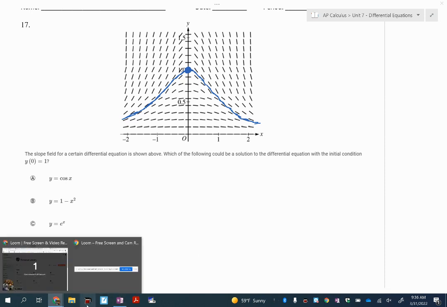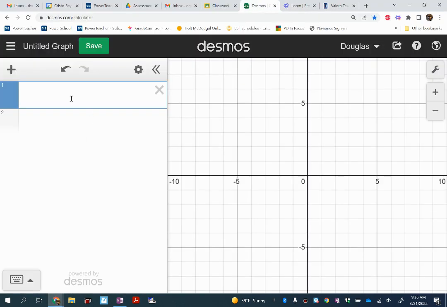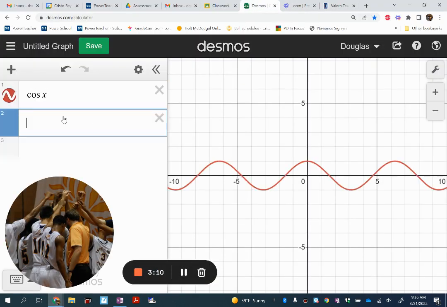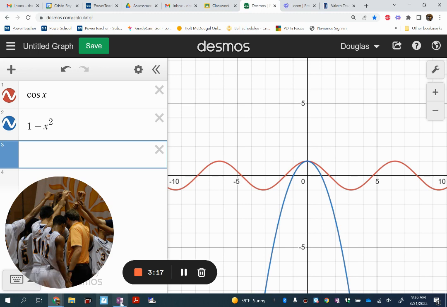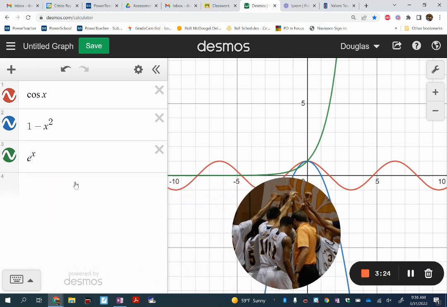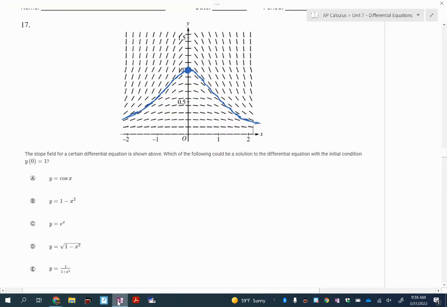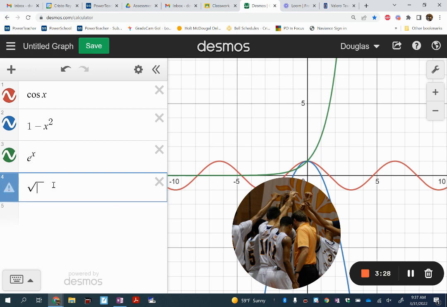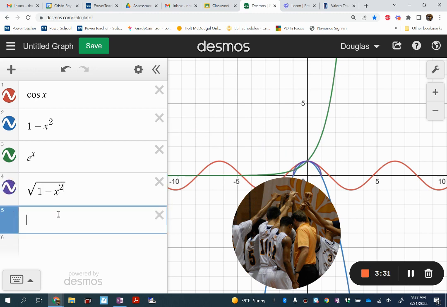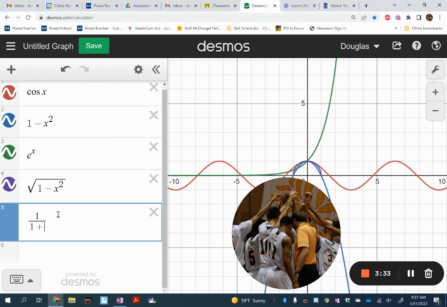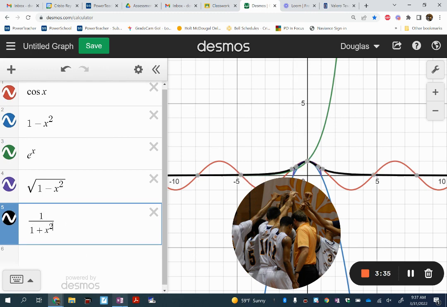The first one is cosine of x. The second one is 1 minus x squared. The third one is e to the power of x. Don't worry, I'll move that back in a moment. Then we have the square root of 1 minus x squared. I think the last one is 1 over 1 plus x squared. I'll confirm. Yes. Okay, so let me go one by one.